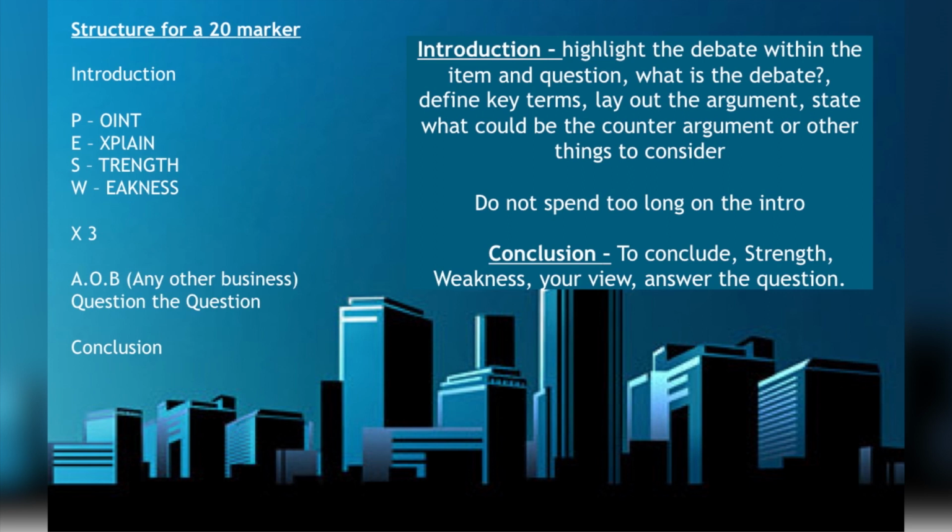Now on A2, when you're doing your 30 markers, you do the same structure but add a 4th PESC paragraph. The reason with your 30 markers is that the examiner wants to see breadth and depth of your knowledge. They want to see you go into extra detail. So for a 20 marker, do your intro and 3 PESC paragraphs.